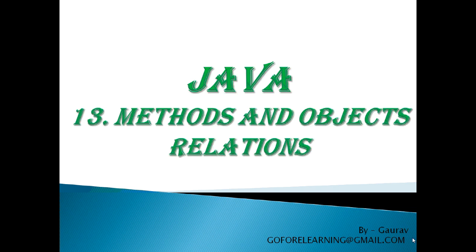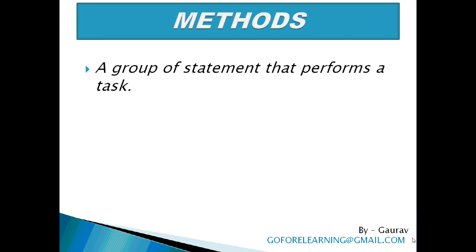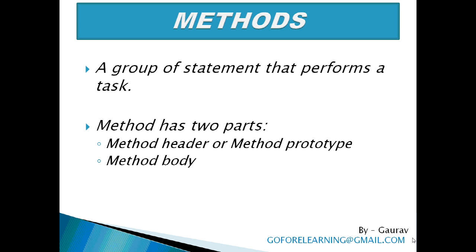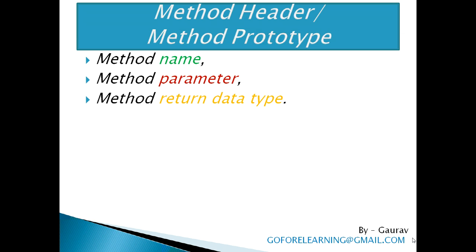Let's keep the method and object relationship topic on the table today for discussion. What are methods? A method represents a group of statements that perform a task. A method has two parts, method header and method body. Method header contains a method name, method parameters, and method return data type.